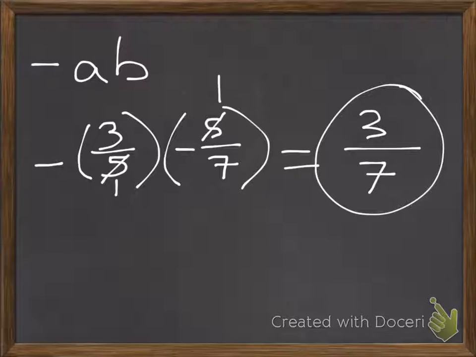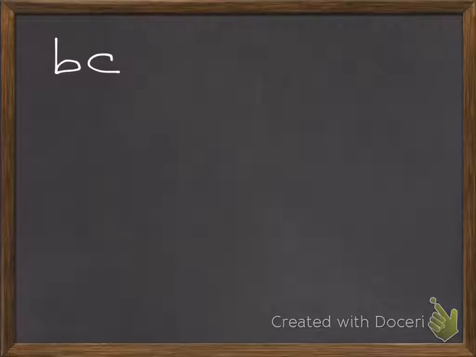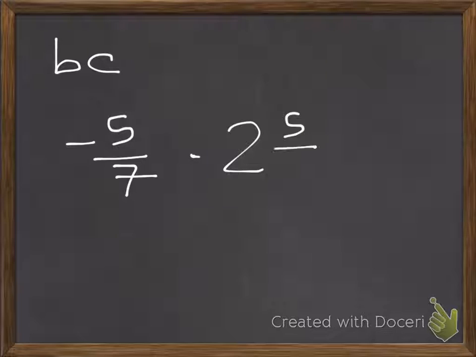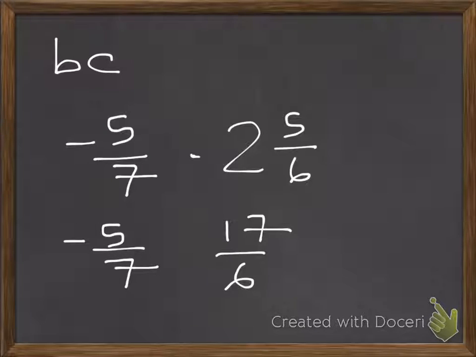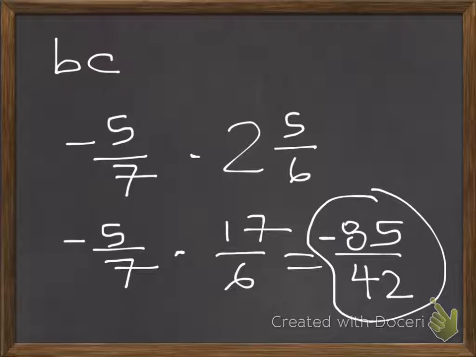Here we have BC, which is B times C. That's negative 5/7 times 2 and 5/6. So we need to get 2 and 5/6 as an improper fraction. So that's 17 over 6. Can't simplify before we multiply, so we're just going to multiply our numerators times our denominators. That gives us 85 over 42. That's going to be a negative because we had one negative and one positive. That's as much as we can simplify it.